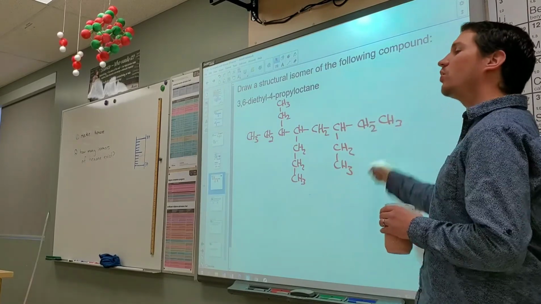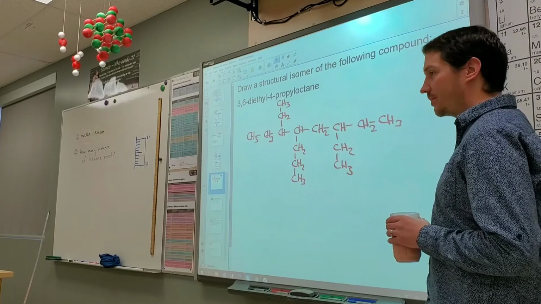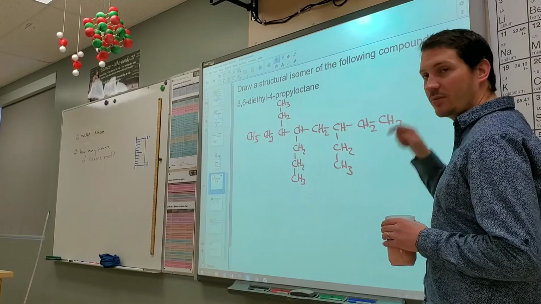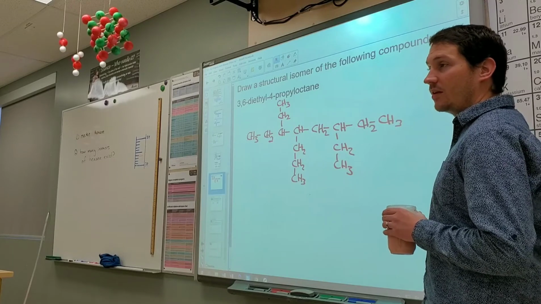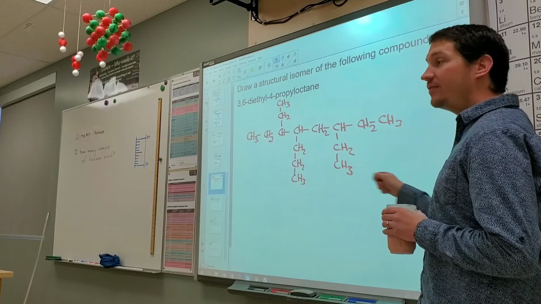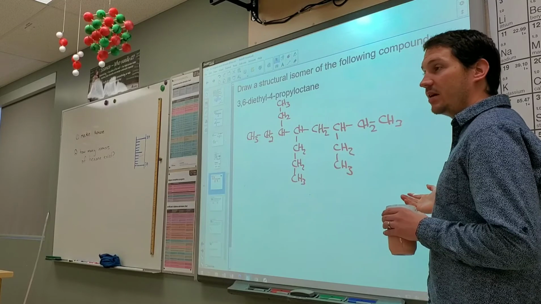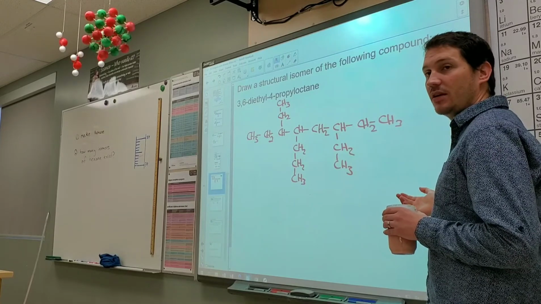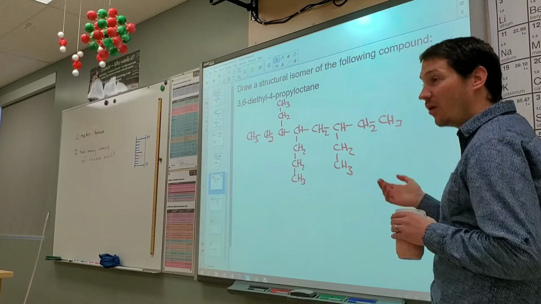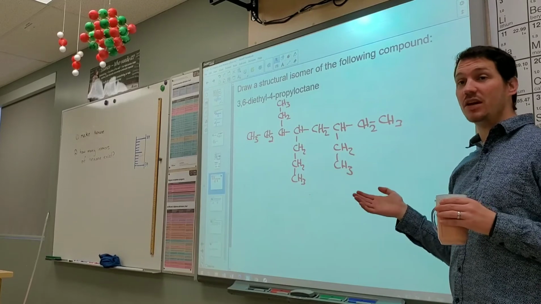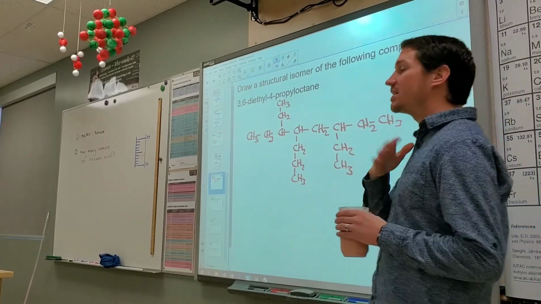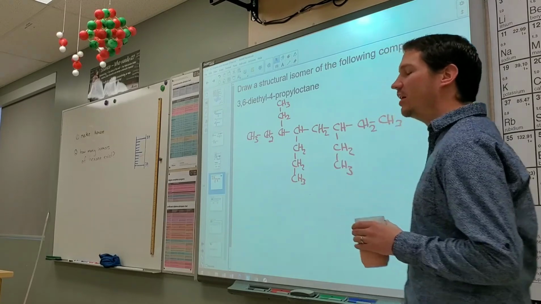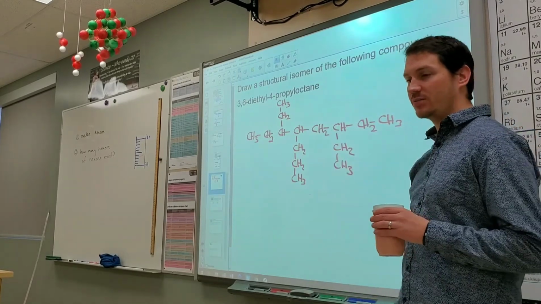How many total carbons are on here? Quite a bit. 15. So could you just draw 15 carbons in a row, and would that be a structural isomer of this thing? Yeah, you could. You can draw any structural isomer. It's up to your creativity, that's all. So draw for me one structural isomer. Go ahead.